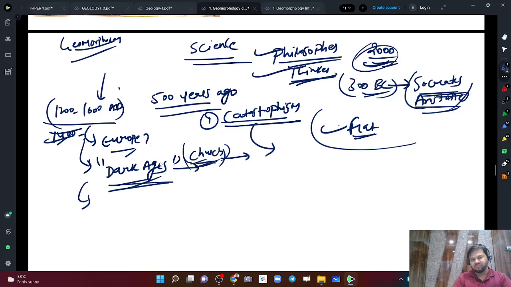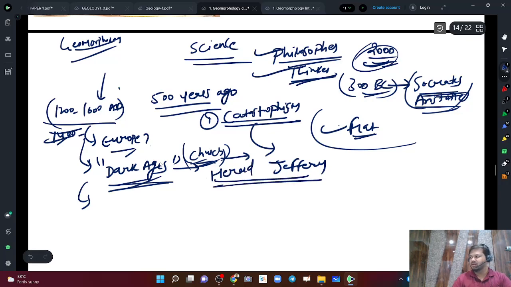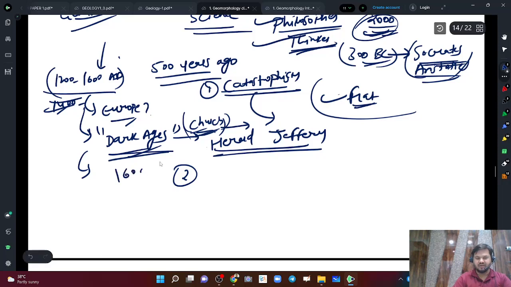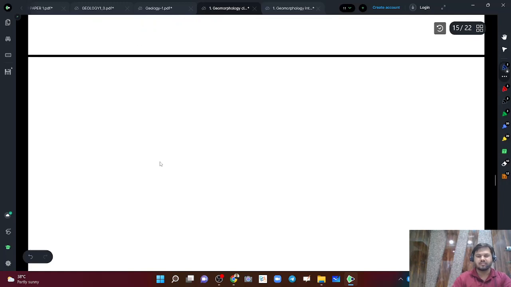So this was taken forward in the scientific domain by various authors. Like there was one very famous author, Harold Jeffreys. He was a very prominent and dominating geomorphologist, right? So they were of the view that everything has arisen due to a catastrophic event, right? But then something happened around the 17th century. There comes a very famous guy known as James Hutton, right?